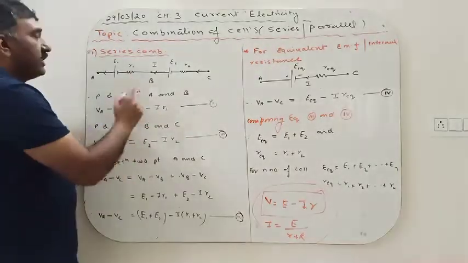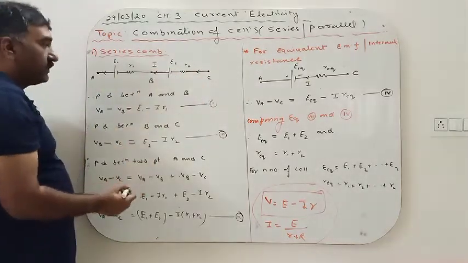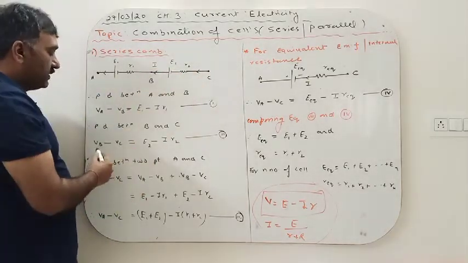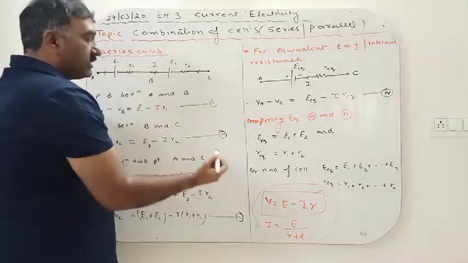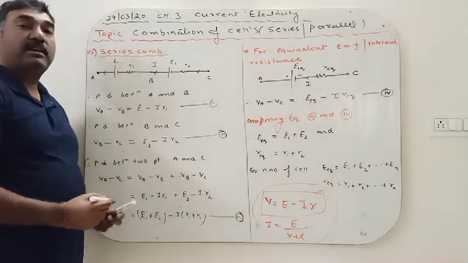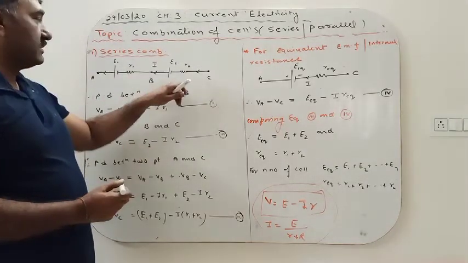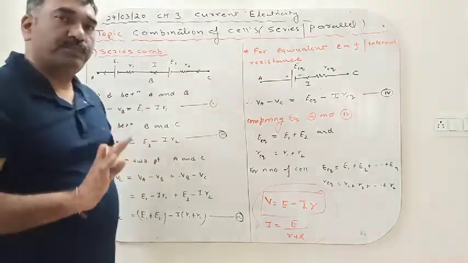Similarly, the potential difference between the points B and C is VB minus VC, that is E2 minus IR2, using the same formula. E1 and E2 are the respective EMFs of the two cells with their respective internal resistances R1 and R2.